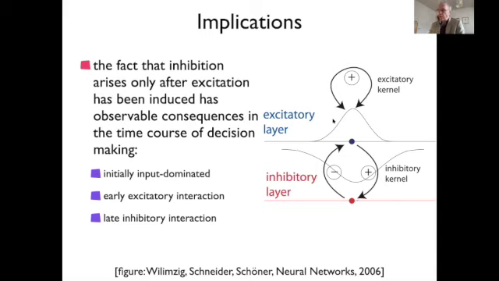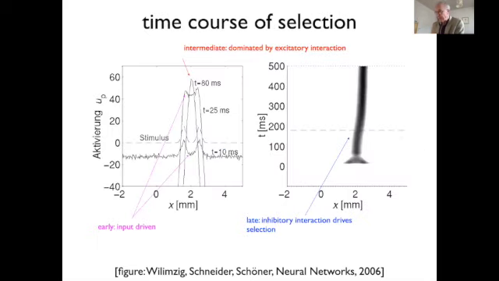I'll show you in a moment that leads to averaging. And only once inhibition has reached threshold. Now, inhibition will be driven by excitation only once the excitatory level goes to the threshold. So that drives inhibition up, and only once inhibition has itself reached the threshold can its effect actually be seen. And here are examples from our model of this time course of decision making.